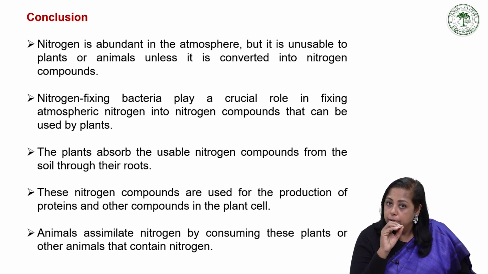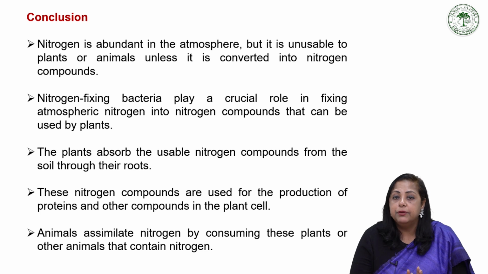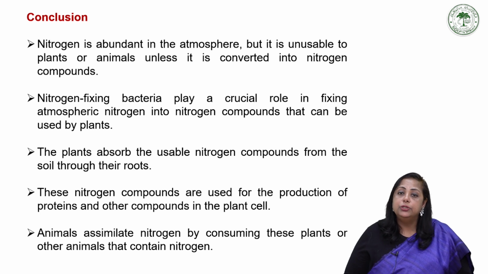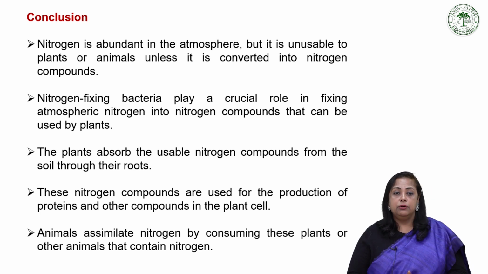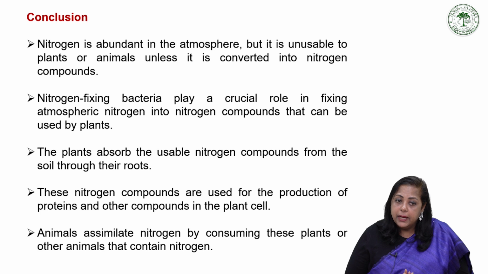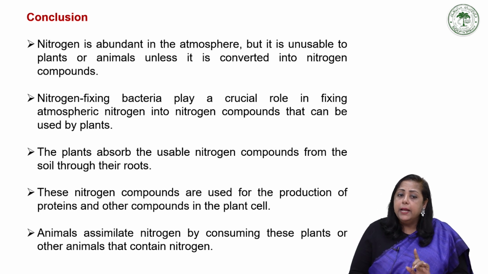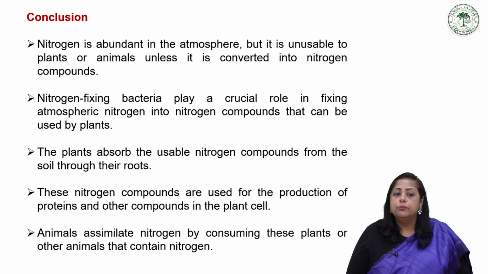So, the nitrogen is freely available in the environment, but we cannot use it. We need a medium, and it can be converted into a nitrogen compound. Then only we and the plants can use the nitrogen, and that can be done by nitrogen-fixing bacteria. They play a crucial role in fixing atmospheric nitrogen into nitrogen compounds that can be used by plants. The plant absorbs the usable nitrogen compound from the soil through their roots, leguminous roots we just discussed.